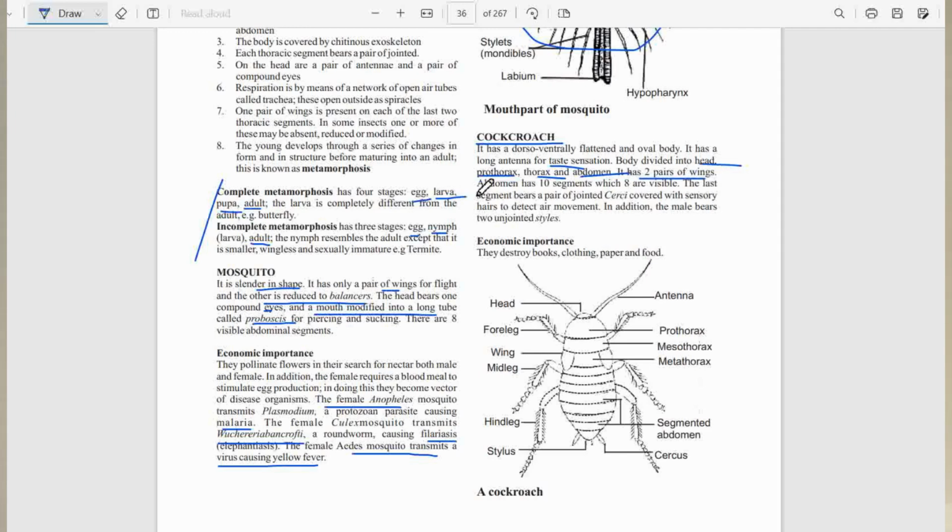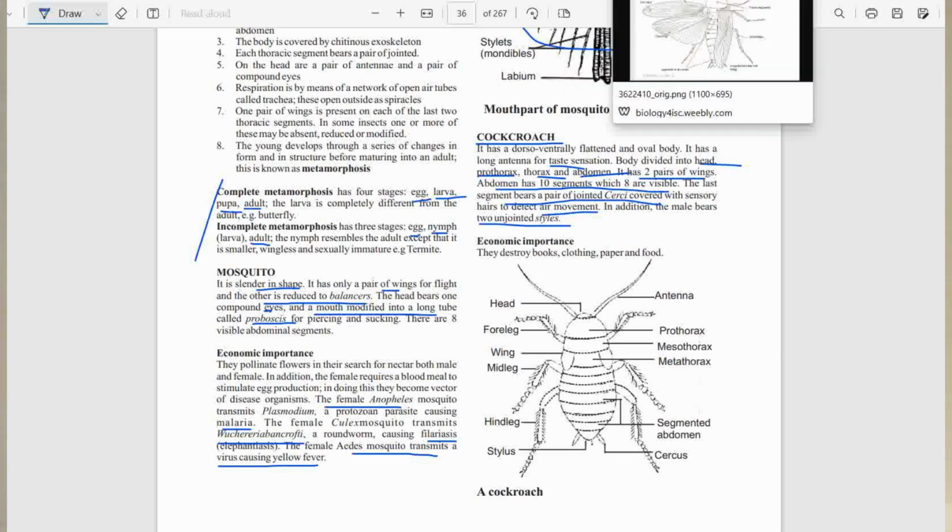So it has 2 pairs of wings. It has the abdomen that has 10 segments, which 8 are visible, and the last segment bears a pair of jointed cerci, which is covered with sensory hairs to detect air movement. In addition, the male bears 2 unjointed styles, which you can see in this diagram.